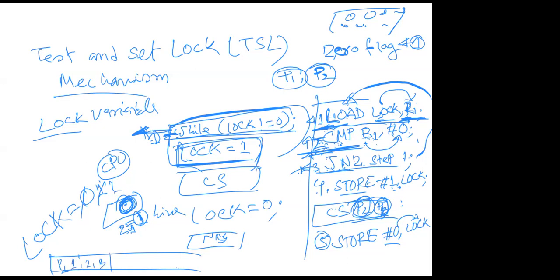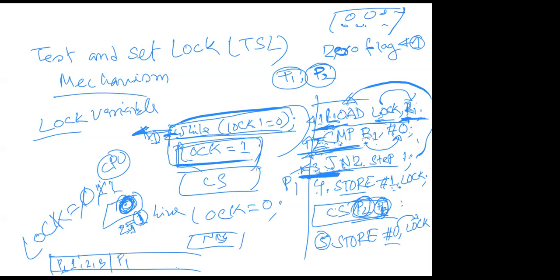What happens? Here, load the lock into R0, which is 0 here, and compare it. So it will be true. The zero flag will be set, so it is not non-zero. This will be false. And then here, P1 got preempted after executing the third line.